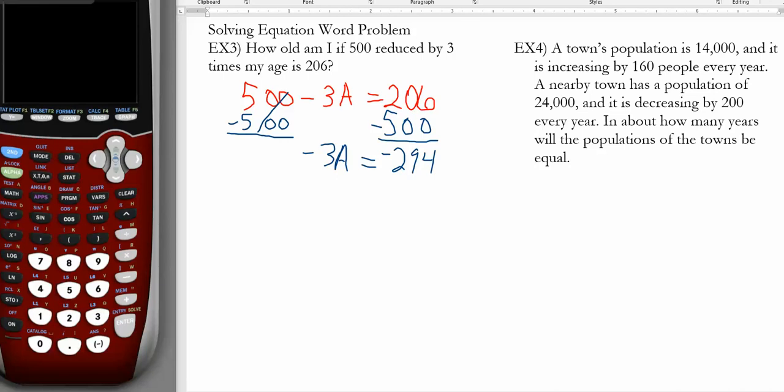And the next step, we got to cancel out the negative 3. Since it's being multiplied, we divide. Dividing on both sides. So a ends up being 98 years old.